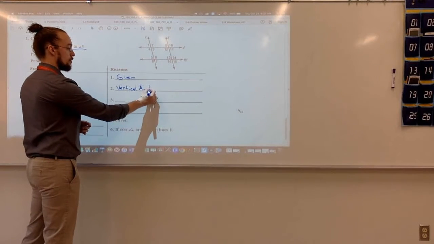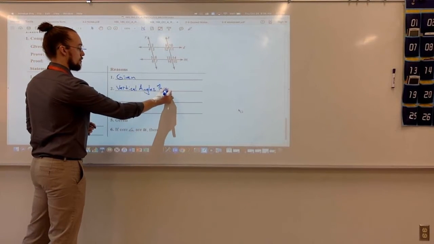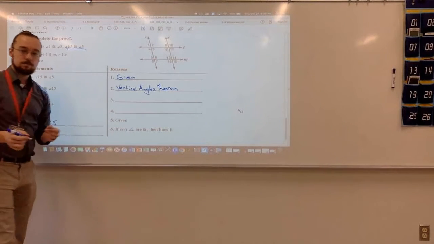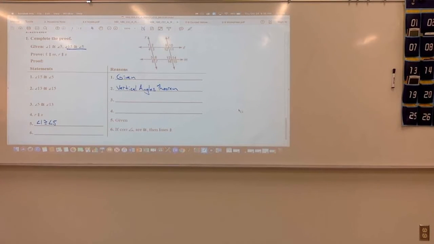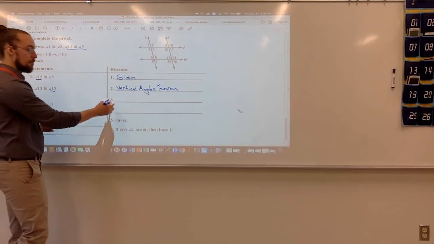by the vertical angles theorem. Okay, the vertical angles theorem just says vertical angles are congruent. Well, now somehow they claim that 5 and 13 are congruent to each other. Sebastian? It's going to be transitive. Right? If we look back at lines 1 and 2, I've got both 5 and 13 congruent to the same thing. So if two different things are congruent to the same thing, they're congruent to each other by the transitive property.